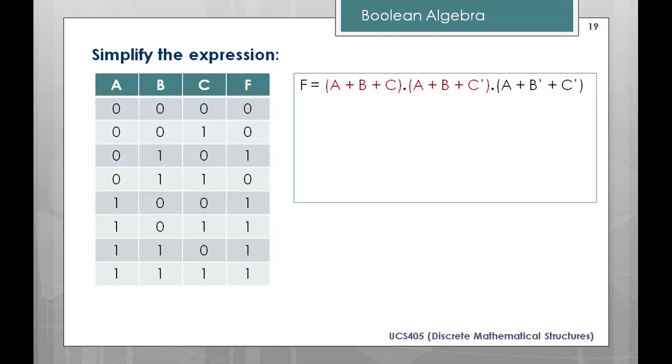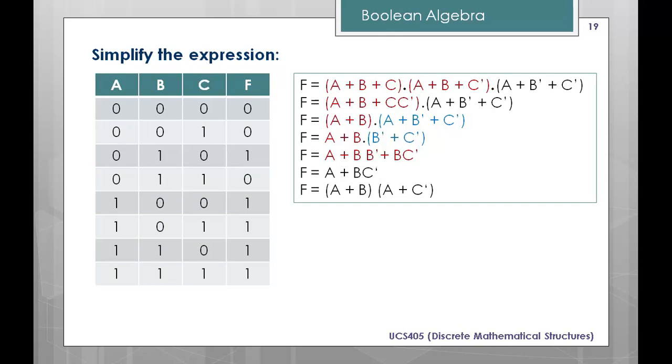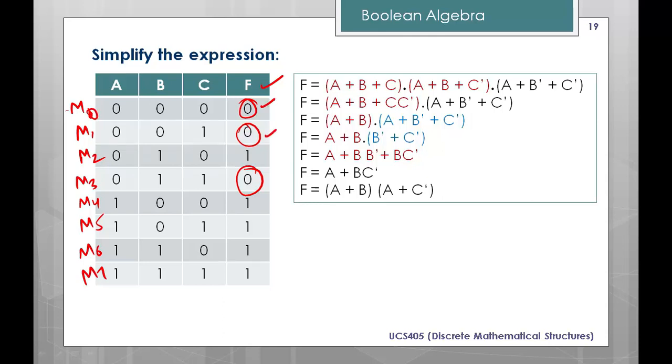The next question: for this truth table the output function is f. At which positions do we have to write it out? Among M0 to M7, the positions are M0, M1 and M3. Write out A plus B plus C, A plus B plus C bar, A plus B bar plus C bar. Taking A plus B plus C bar and A plus B plus C, C C bar is 0, so write out A plus B.